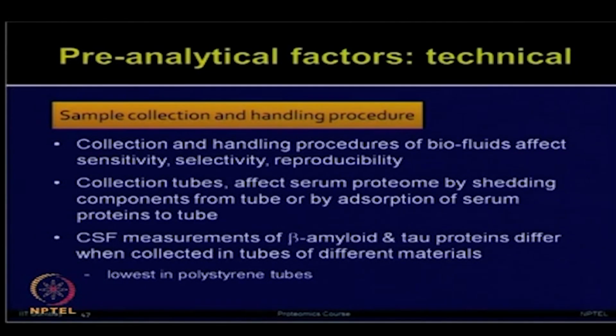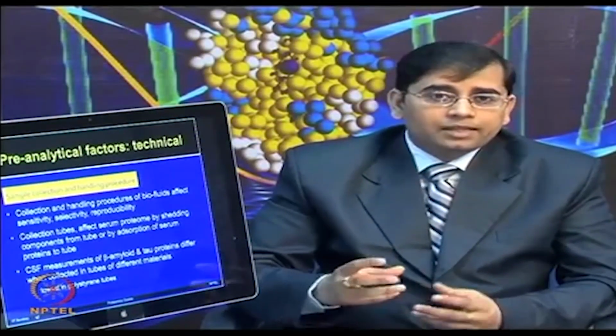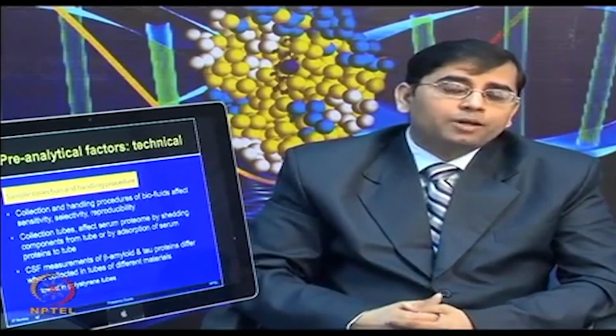The collection tubes in which you are collecting your serum sample often influence the analysis if you are using different types of tube material. The shedding of components from the tube or adsorption of the serum proteins to the tubes will in some way influence the proteome analysis. For cerebrospinal fluid, when people analyzed different proteins such as beta amyloid and tau proteins in tubes of different materials, they found different effects, and the effects were lowest in polystyrene tubes. So, with this discussion, it is very important to understand that one needs to avoid using different types of sample tubes for collecting your biological samples.